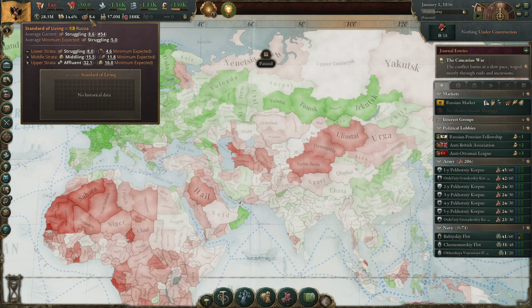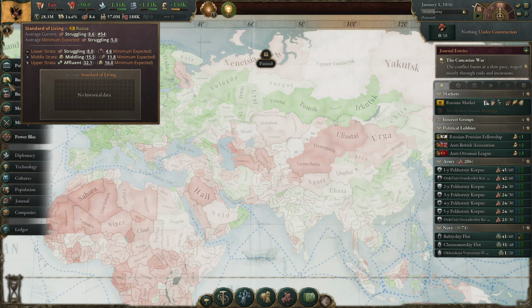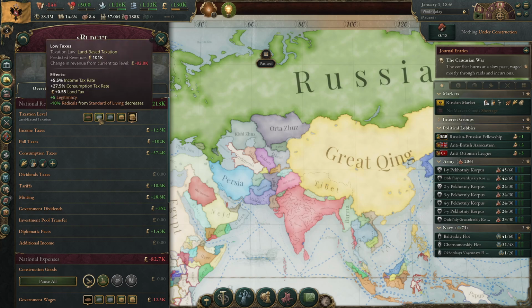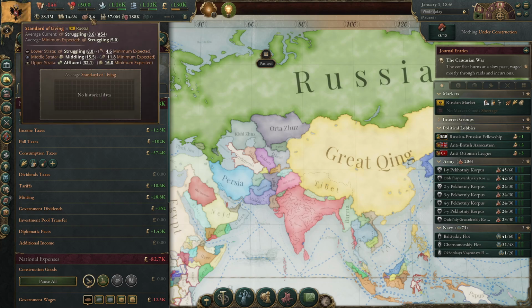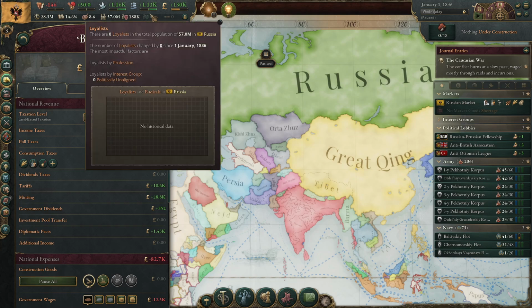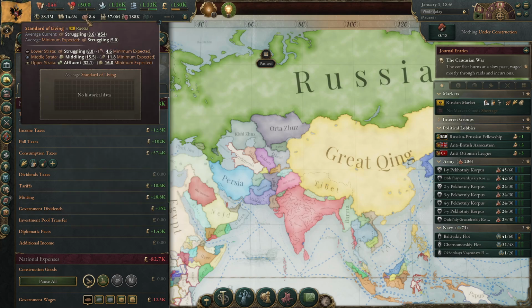So it would be good to get as few radicals as possible, even when the standard of living is low. And why is it good to get a low standard of living? It's because after the liberal reforms are done in your country, let's say standard of living is at 6. Then when we lower taxes, it would be easy to raise the standard of living, and then we would get a lot of loyalists.